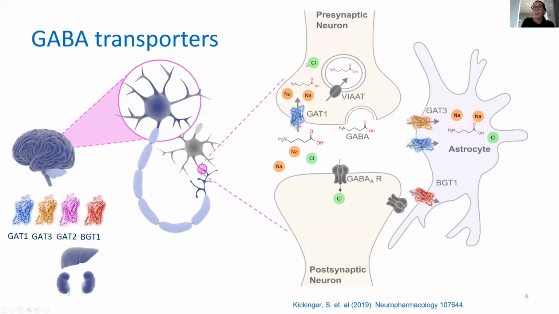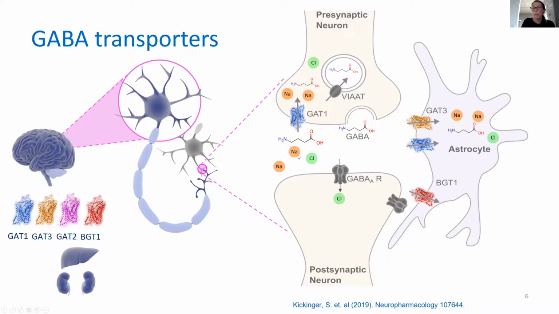And once we have an action potential, so there is a signal, then normally our neurotransmitters, which is also GABA, GABA is a neurotransmitter, they are released from these vesicles into the synaptic cleft. And now the major function of the GABA transporters is to facilitate the uptake of GABA from the synaptic cleft back into the neuronal cells.